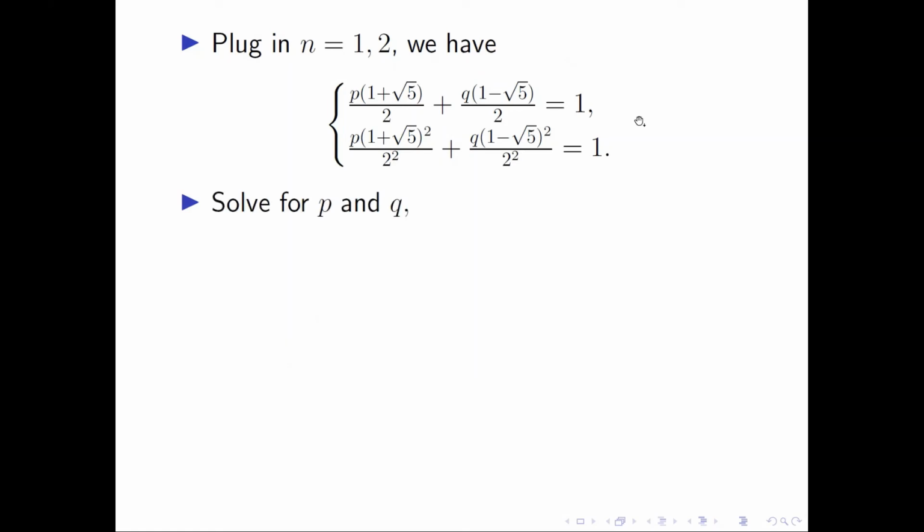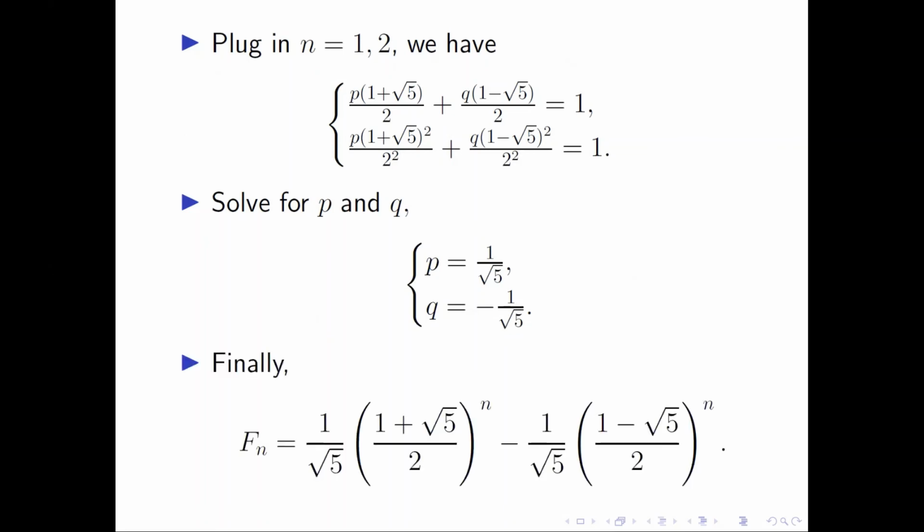And we have p equals 1 over square root of 5, and q is the negative 1 over square root of 5. And finally, we have the closed form formula for the Fibonacci sequence. That's all I have today.